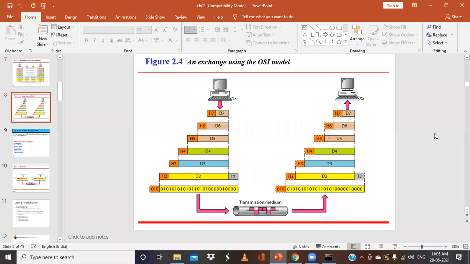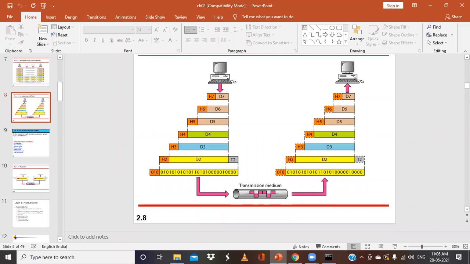We already studied that at every layer, the header or the trailer information will be added, and that will be sent from the source side. Similarly, when that data reaches the physical layer, it will be converted into zeros and ones, and through the wire cables, it will reach the next station. Here the headers and trailers will be removed, and whatever data is required will be sent to the upper layers. So this is what we have studied.